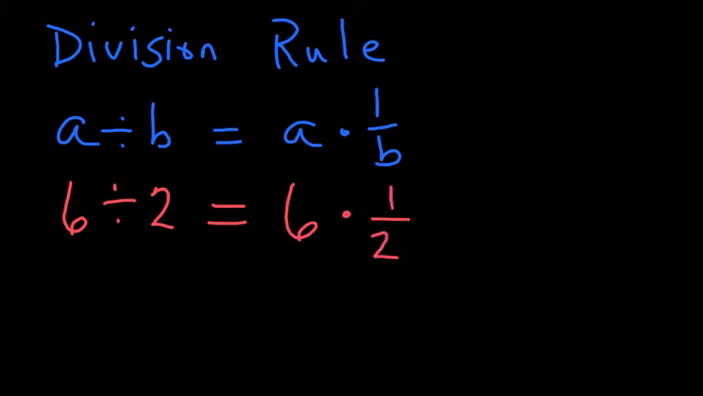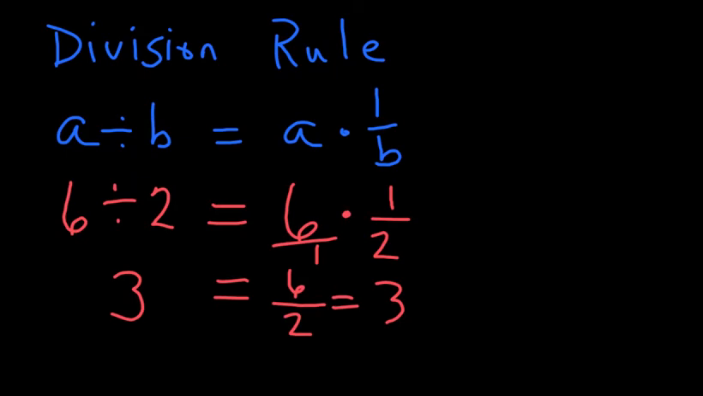Well, 6 divided by 2 is 3, and 6 over 1 times 1 over 2, top times top, bottom times bottom, that's 6 over 2, which is 3. So those are the same. What it's saying is you can divide by a number, and then multiply by its reciprocal and get the same answer.